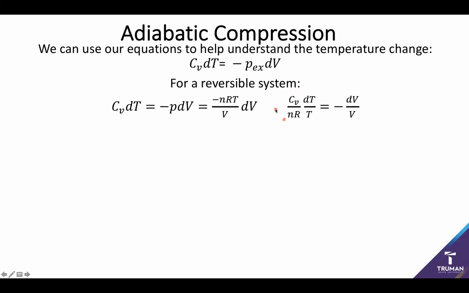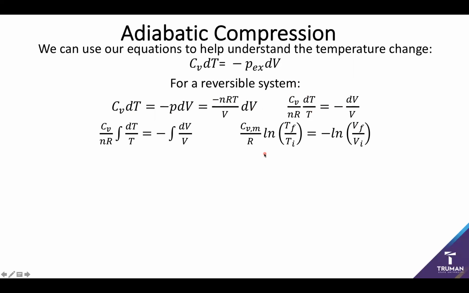Now, as you may have noticed, I've got a whole bunch of derivatives on both sides. So the best way to simplify that is going to be to integrate both sides. So our CV over NR is a constant, so it can come out in front. And what we have is a simple integral of dT over T and dV over V.